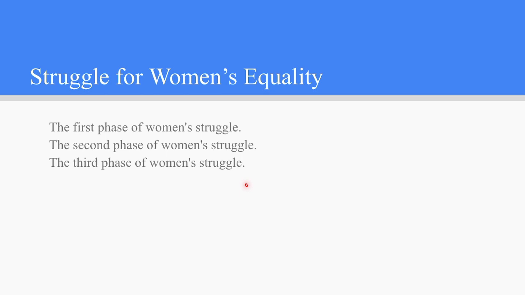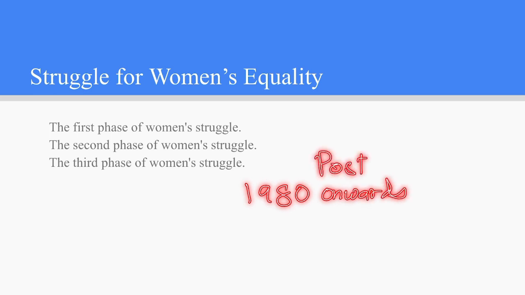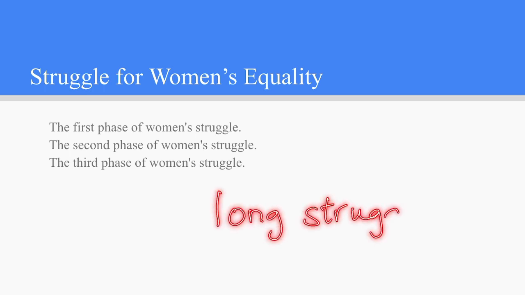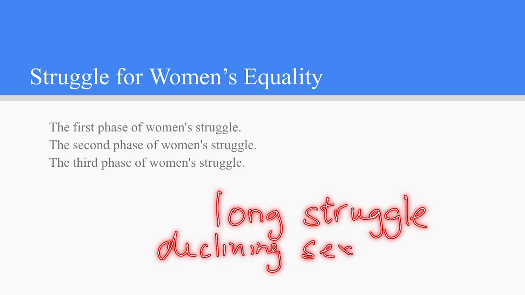Post 1980 onwards, there has been a realization that many laws of concern to women have not changed since the 19th century. The realization that this is going to be a long struggle is shown by the fact that there is still a declining sex ratio, which shows that there is a strong social bias against the girl child.